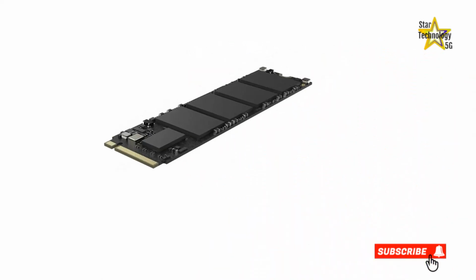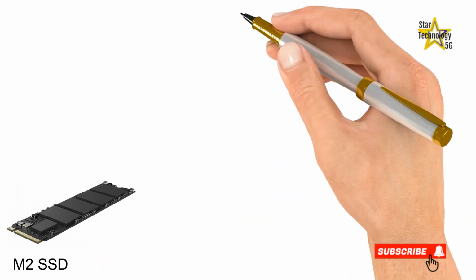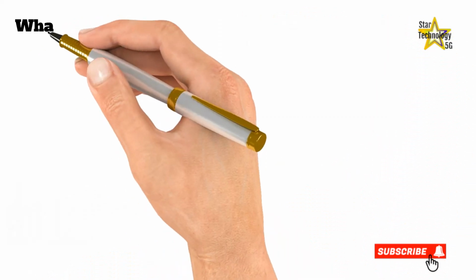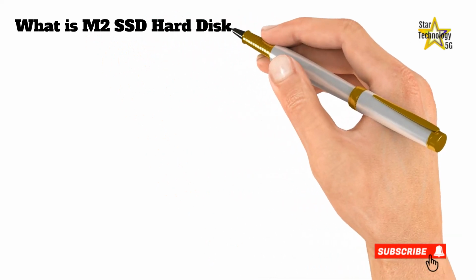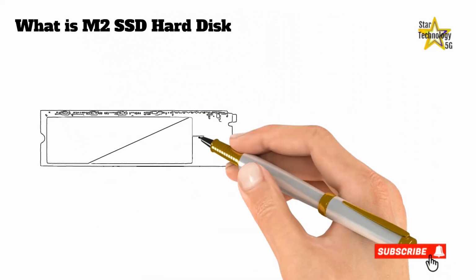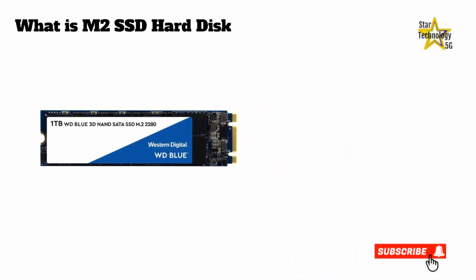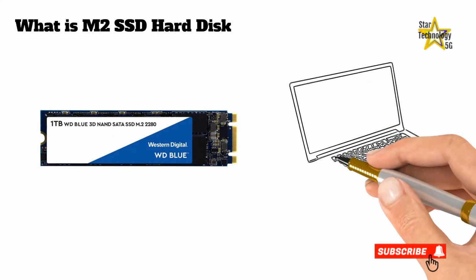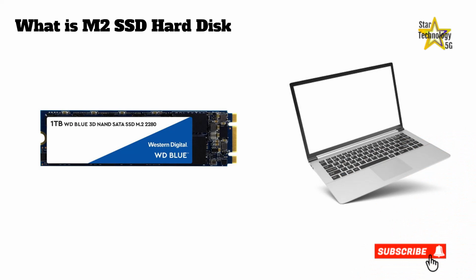In today's video, I will show you what an M2 SSD hard disk is and how to install an M2 SSD hard disk into a laptop. What is an M2 SSD hard disk? An M2 SSD is a small form factor solid-state drive, SSD, that is used in internally mounted storage expansion cards. M2 SSDs conform to a computer industry specification and are designed to enable high-performance storage in thin, power-constrained devices, such as ultrabook laptops and tablet computers.